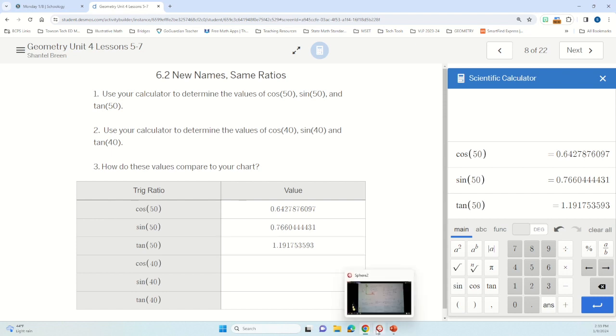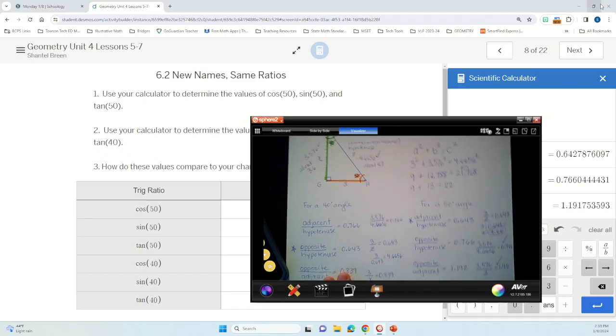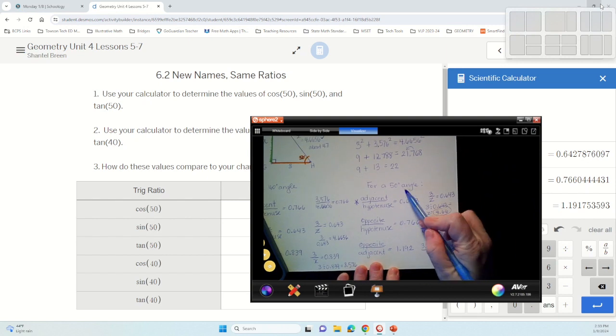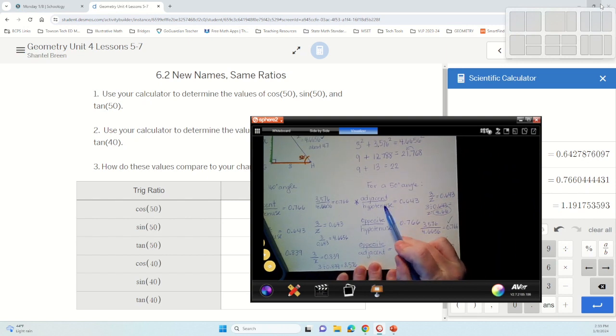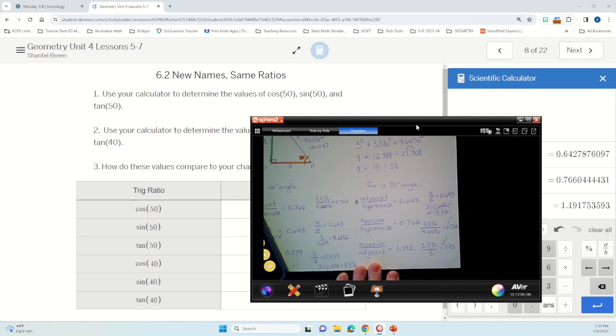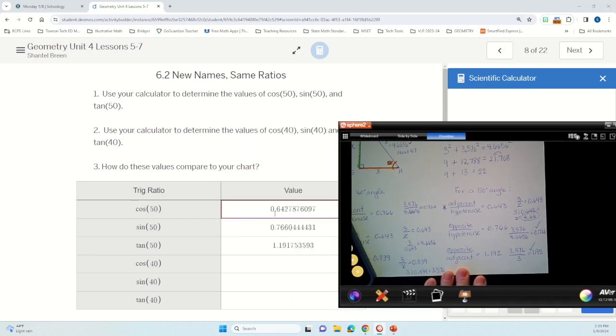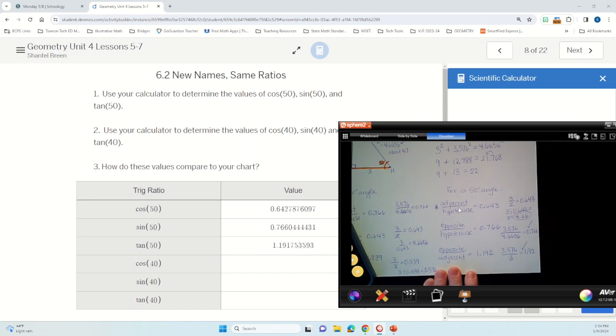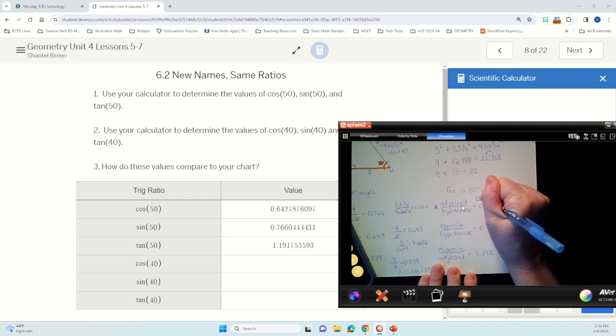I'm going to open up my document camera, okay, for a 50-degree angle, adjacent divided by hypotenuse is 0.643. And look what we got, 0.643. You see how it's a repeat decimal? The calculator button is giving us that this division right here, adjacent divided by hypotenuse, they're giving us the full number in the calculator. So this is the cosine.